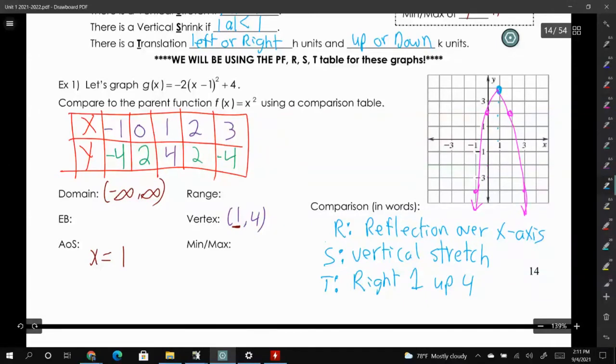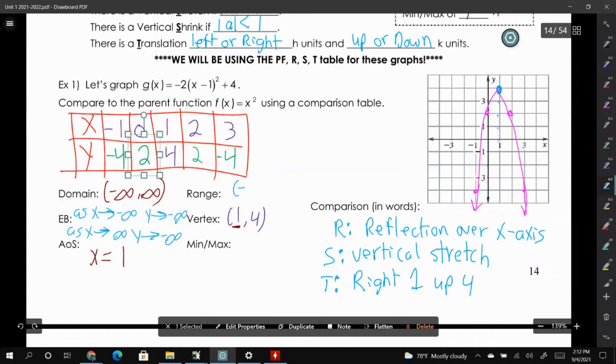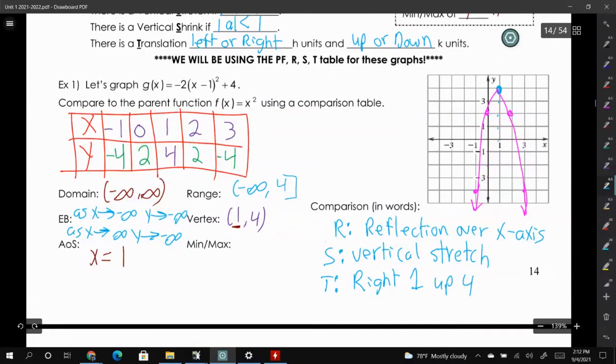Now that we have this graphed, we can clearly see that the end behavior, both ends are going down. So as x approaches -infinity, y approaches -infinity. And as x approaches infinity, y approaches -infinity. Your range, well, since both ends are going down, the smallest y value is -infinity, and the y coordinate of my vertex is the largest y value. That also means we have a max at y equals 4.